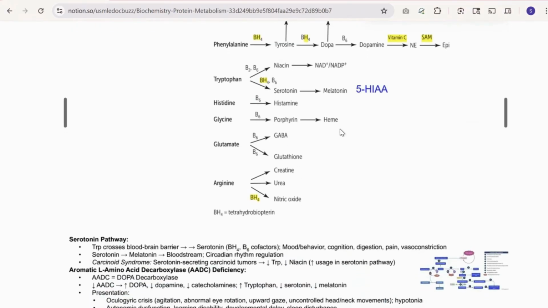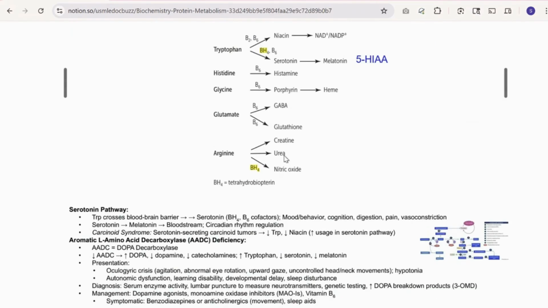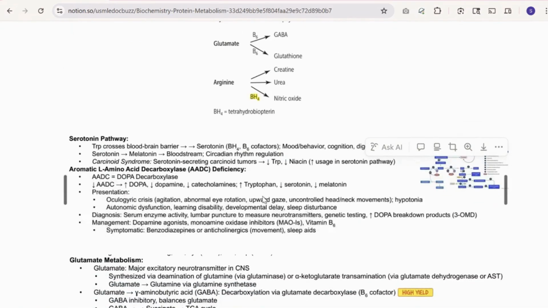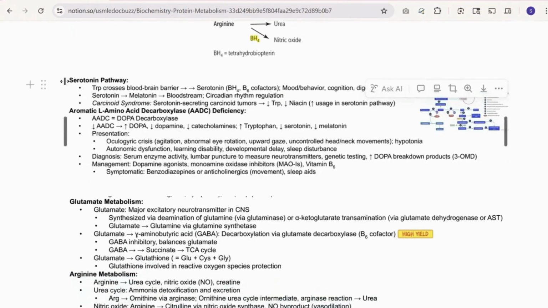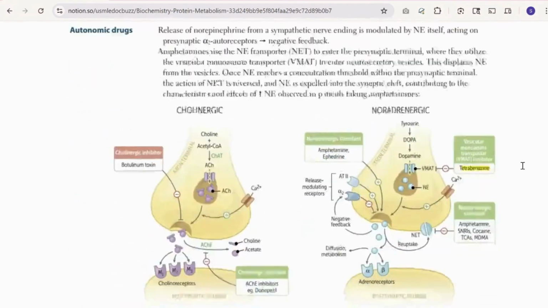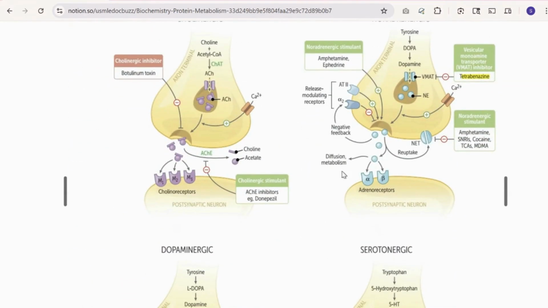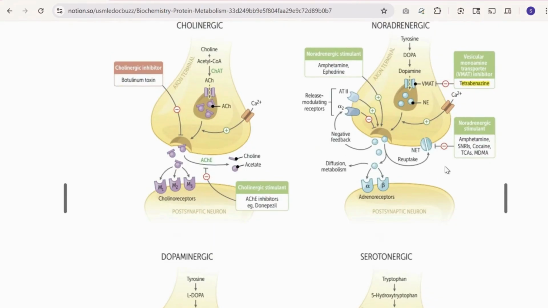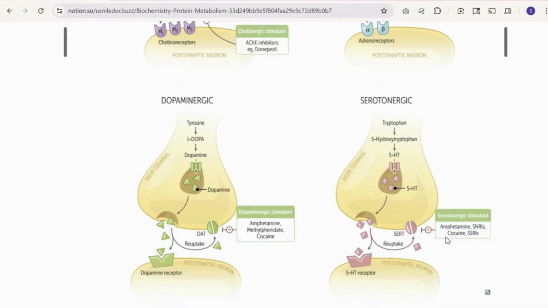Okay, we saw how we make heme. We saw how we treat glutamate, right? Arginine we saw too. It can go into creatine, it can make urea, it can make nitric oxide, all under BH4. Right? So as we go further, you see all of these are sort of discussed. Serotonin controlling the mood, behavior, cognition, talking about MAO inhibitors and all of that. That's a pharm thing. But I've given you the diagrams and the First Aid diagrams you should go over. Okay, right here.